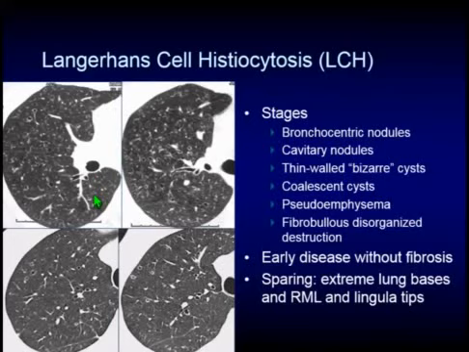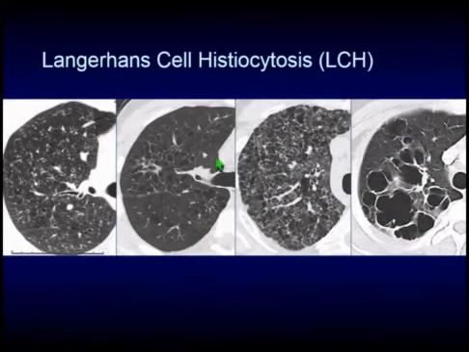Here we can see just how many nodules there are. These are all small little nodules, and below, you can start seeing some of these nodules starting to cavitate and become cysts. As the disease progresses, you can see more fibrobullous changes and more extensive cysts. The intervening lung is highly abnormal, and then you get this fibrobullous disorganization in the most severe cases.